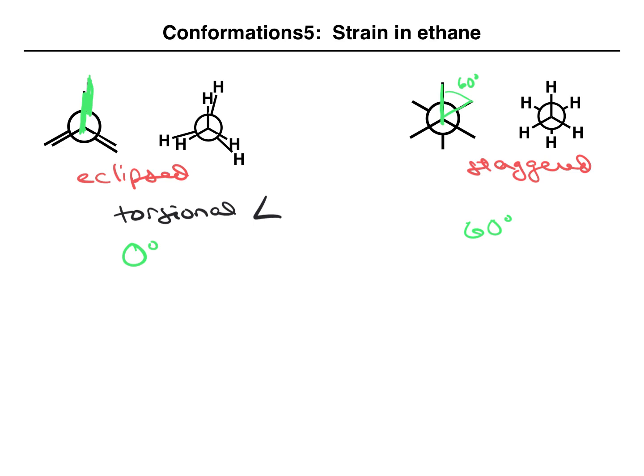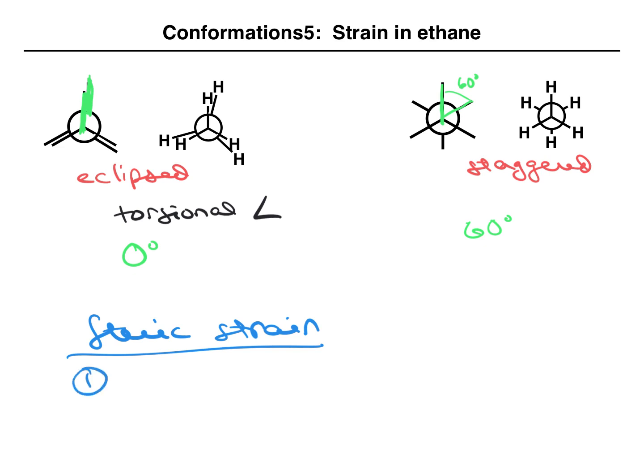In addition to eclipsed and staggered conformations, there is an infinite number of conformations in between. These are the only ones that get names. So we need to think about steric strain, and we're going to see several types of steric strain. So steric strain is some kind of instability that's brought about by the location of different atoms. So what we have here then is the first type of steric strain, called torsional strain.